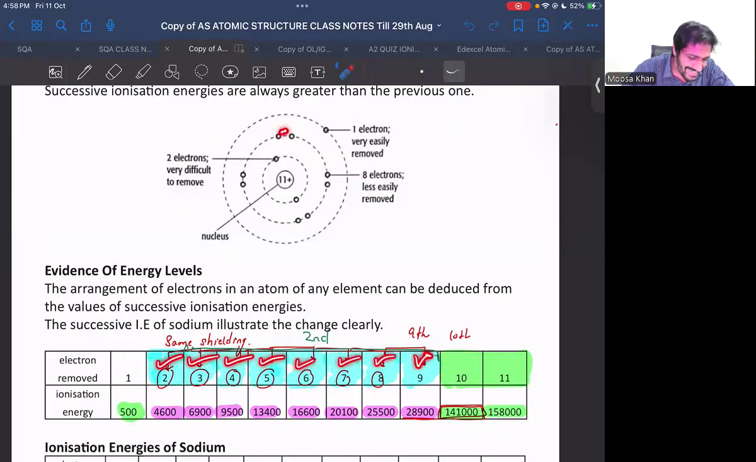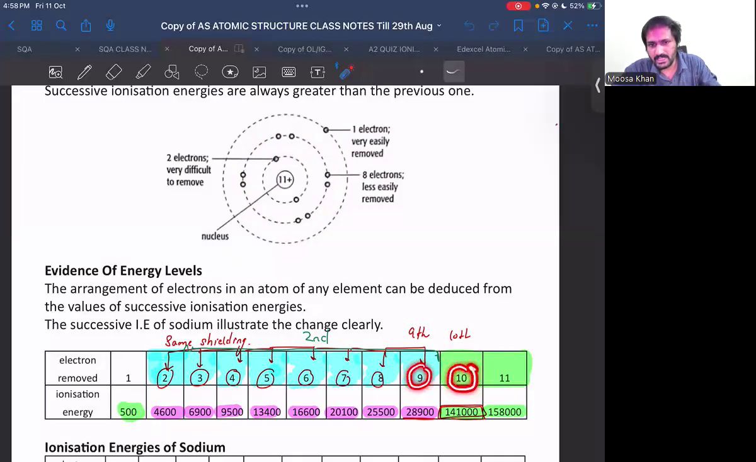Now, the next electron that you're going to remove would be again in the inner shell. Again, you have to change the shell. It means the next electron, that would be the 10th electron of the magnesium atom that you have to remove, would be in the innermost shell. So what do you expect? What should be the difference between the values of 9th and 10th ionization energy? Would it just be a small or normal increase, or would that be a very big increase?